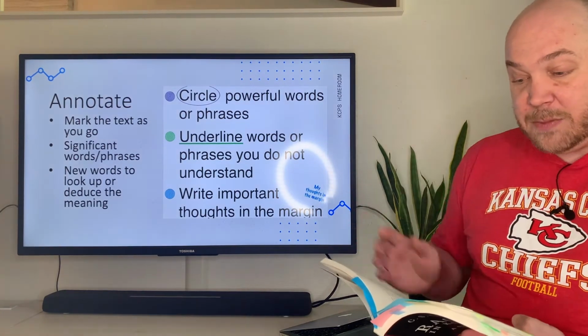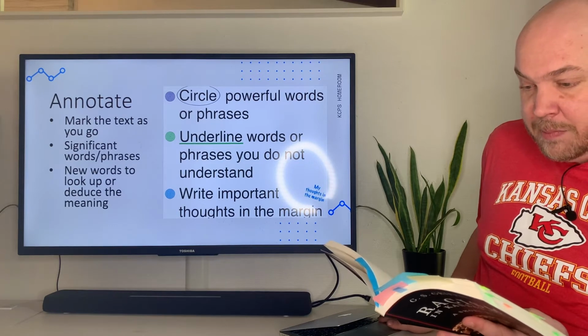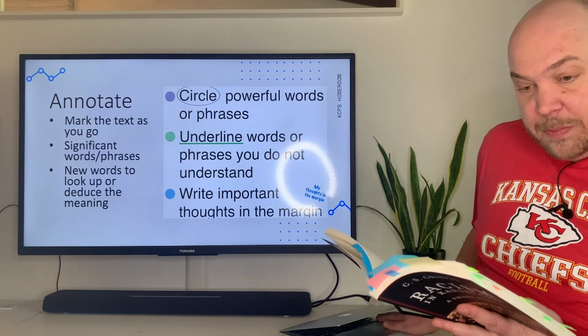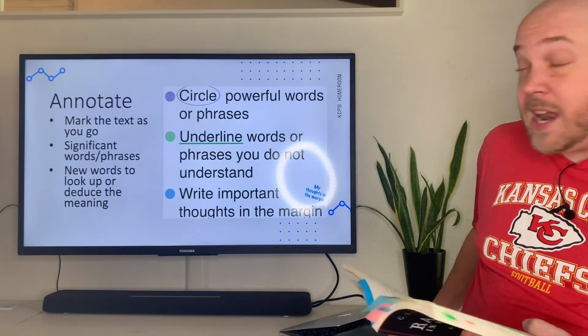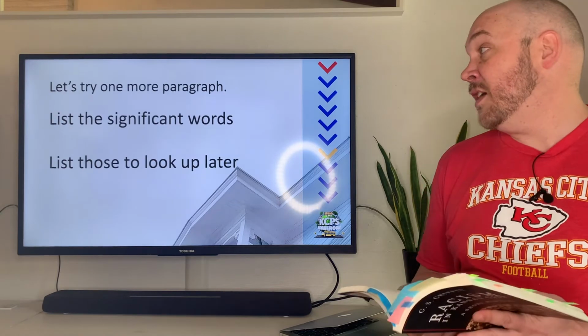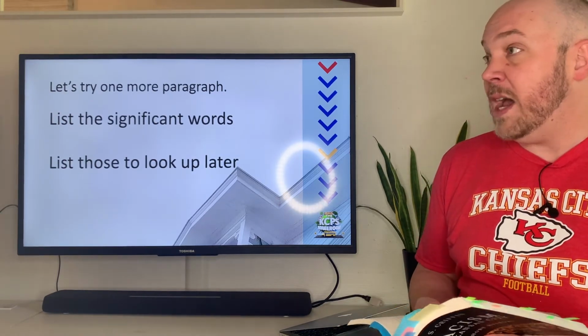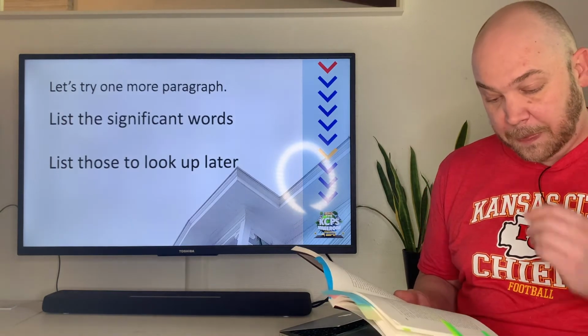Okay, so last paragraph I'm going to read, and I'm really just going to chop into this paragraph a little bit, and then we're going to go from there, and you're going to apply this strategy. Okay, so I want you to think about listing some significant words that you hear, and then perhaps list some of the words that you may not know all the way to look up later.